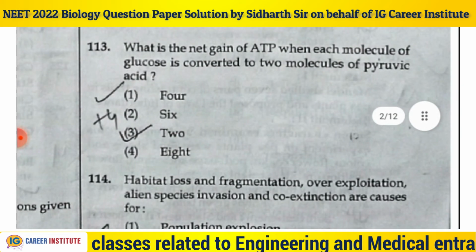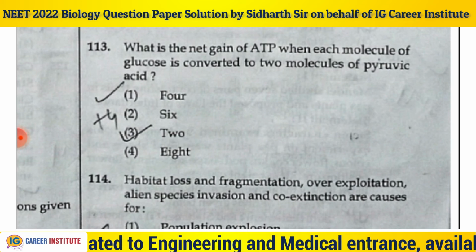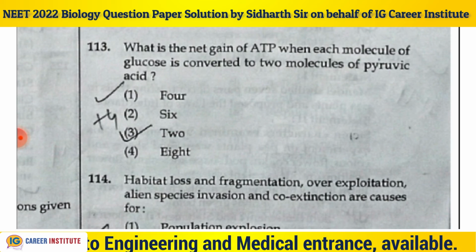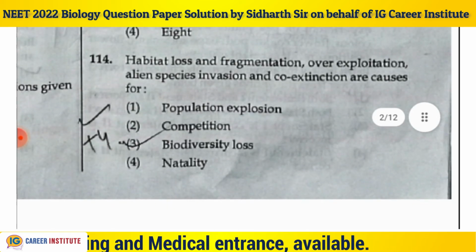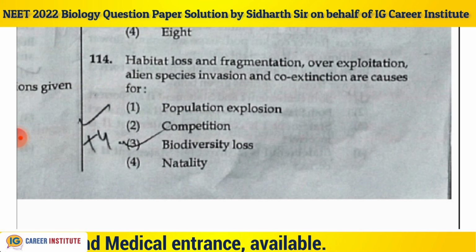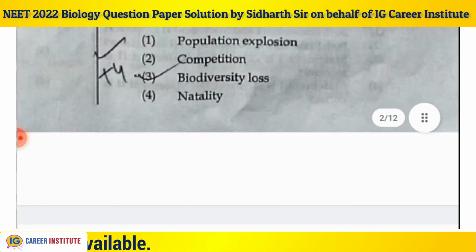Question 113. What is the net gain of ATP when each molecule of glucose is converted to 2 molecules of pyruvic acid? It's 2. Okay, directly. Another, these questions are directly from NCERT. Habitat loss and fragmentation, overexploitation, alien species invasion, and coextinction are causes for biodiversity loss. Option 3 is the right answer.